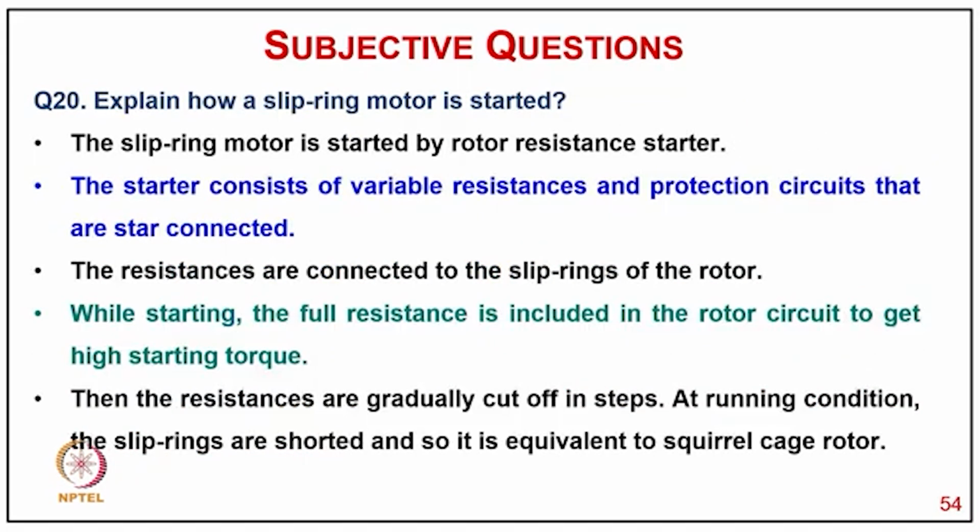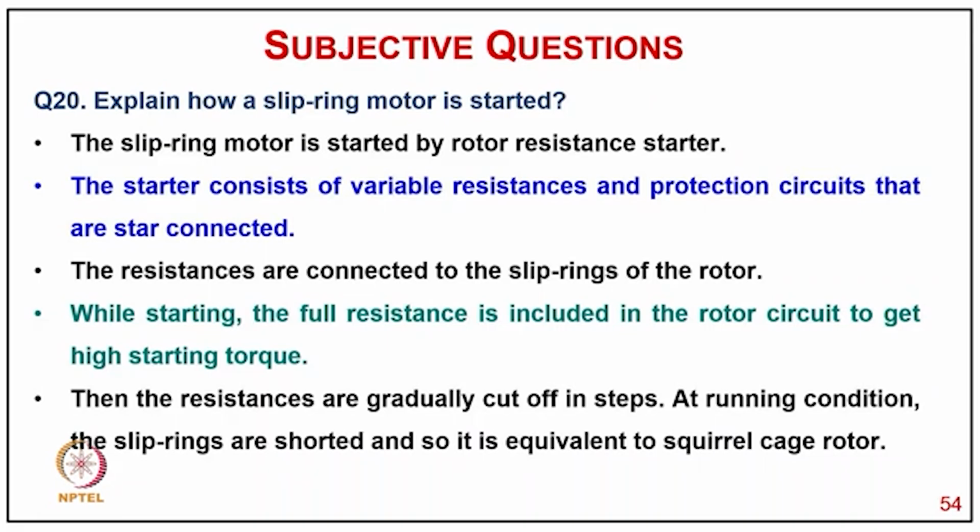Explain how the slip ring motor is started. The slip ring motor is started by rotor resistance starter. The starter consists of a variable resistance and protection circuit and a star connector. Resistances are connected in the slip ring on the rotor. So while starting, the full resistance is included in the rotor circuit to get high starting torque and low starting current, and then the resistances are gradually cut out in steps.